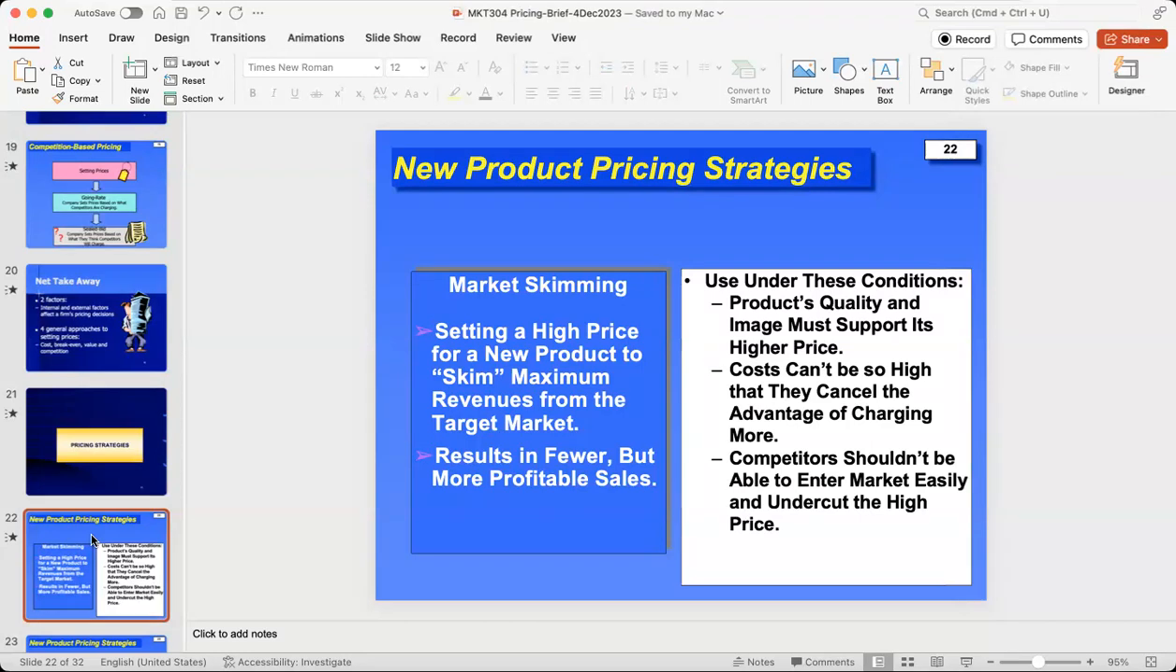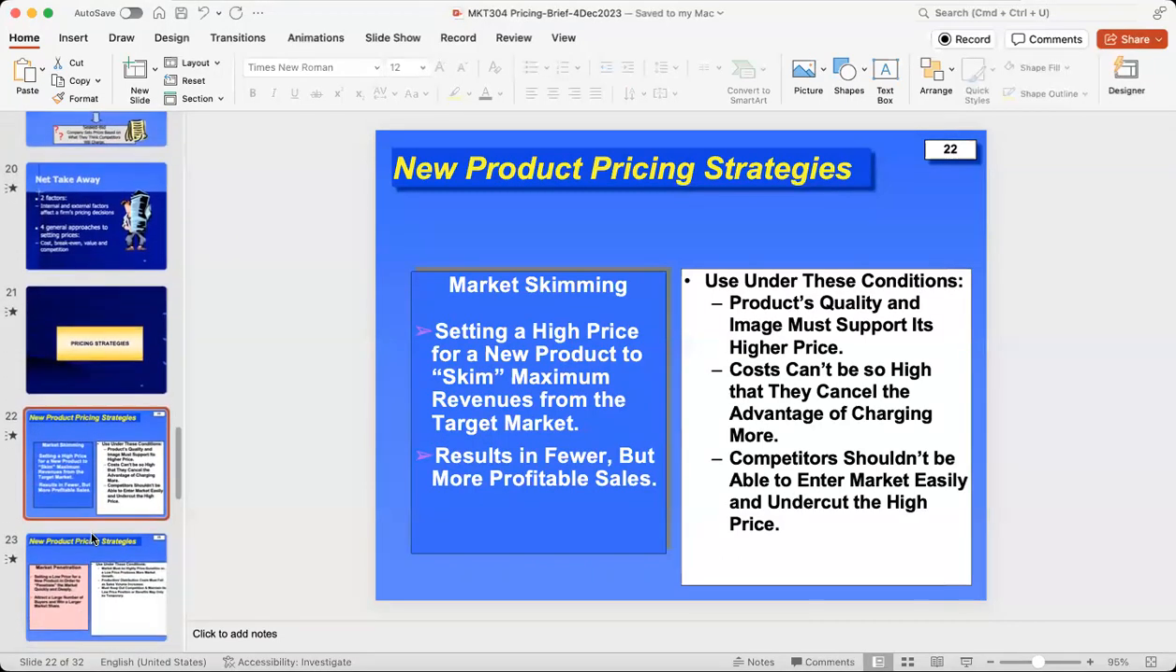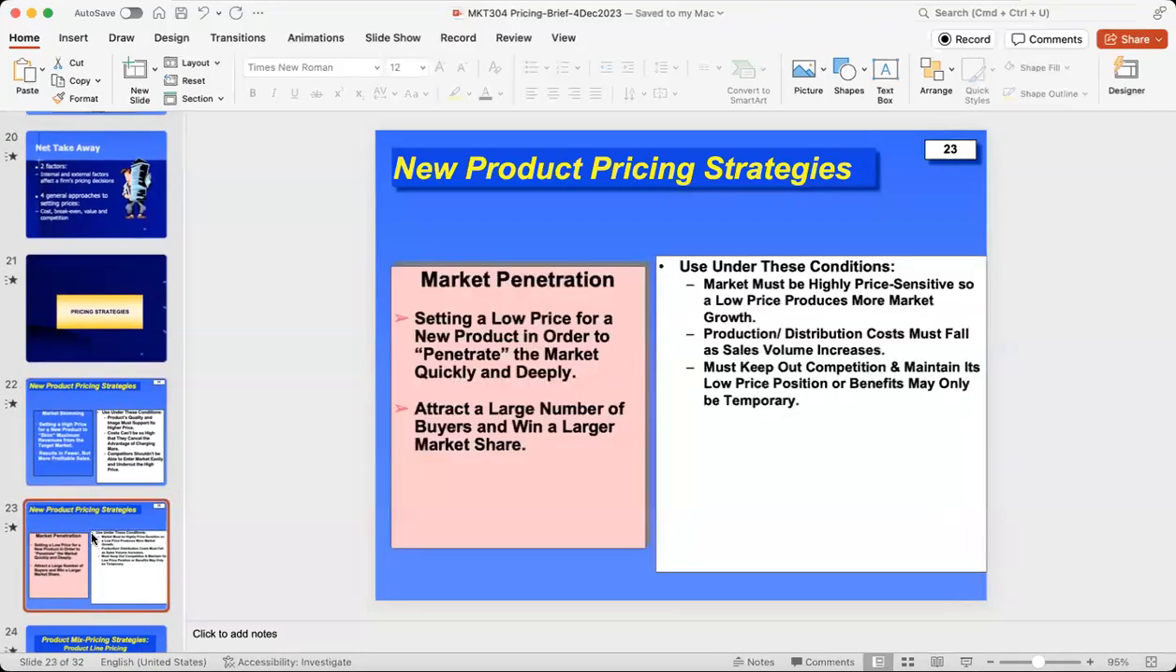It's the best if you can really be sure that you have no competitors. If you have competitors, the problem is you're going to leave a lot of space for them to come with a lower price and take away from you. So sometimes, even for a new product, you might decide to do a new product penetration pricing strategy, which is you're going to try to go very low from the beginning.